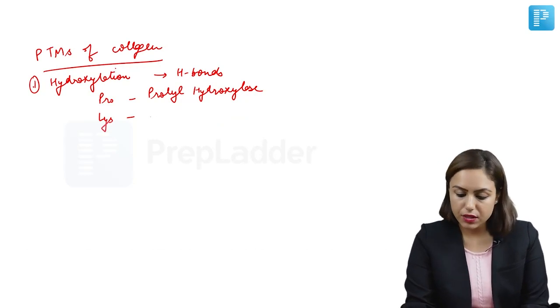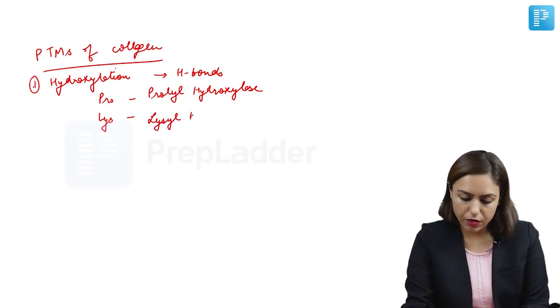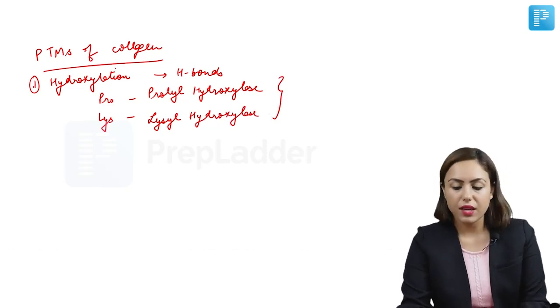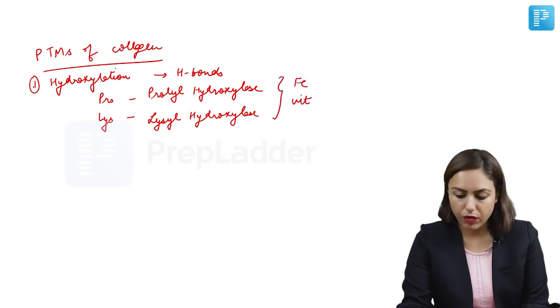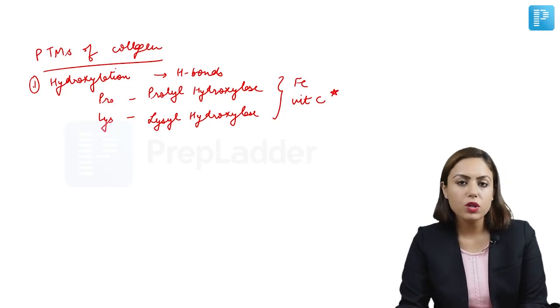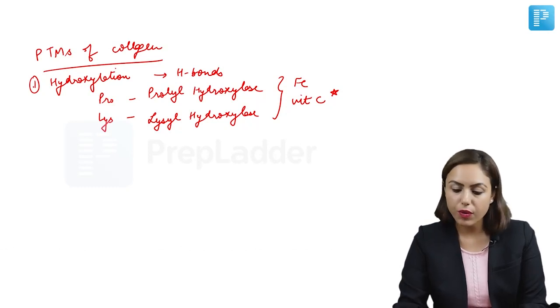For lysine it is lysyl hydroxylase, right? And both these enzymes require iron and vitamin C. So remember, vitamin C has a role in collagen formation. That's why deficiency of vitamin C leads to scurvy, in which there is loosening of all the strength of collagen, right?